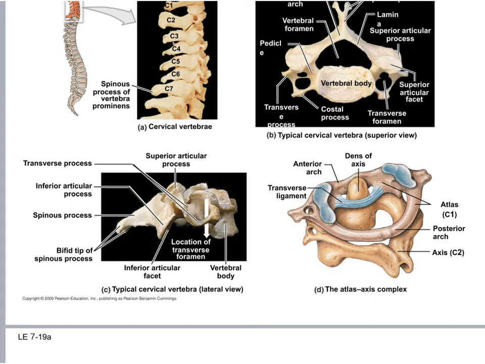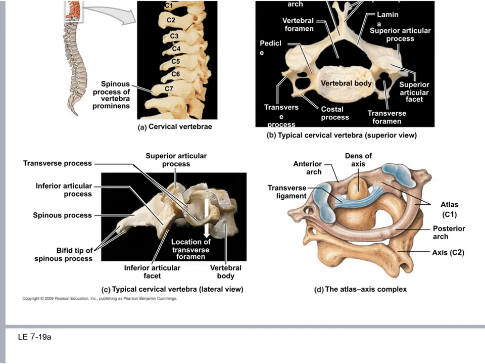Each level of the spine has all those same points. They have the vertebral body, the spinous process, transverse process, pedicle, lamina, and superior and inferior articular processes. They all have the same parts. They just look a little bit different, and they might have some special adaptations.